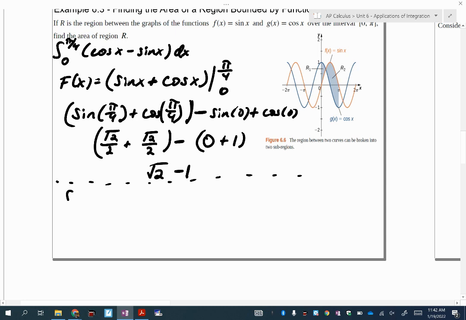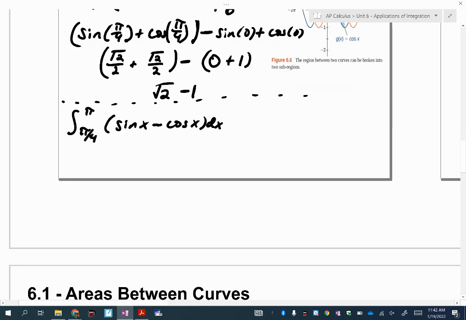Now I need to find the integral from pi over 4 to pi of sine of x minus cosine of x. All right, so let's do that. Antiderivative. We've got cosine, and the derivative of that would be negative sine x, so I need to put a negative in front. And if I do the derivative of sine, I get cosine, but it needs a negative as well. So this is the antiderivative. And if you wanted to change the order, you could. Evaluate it at pi and pi over 4.